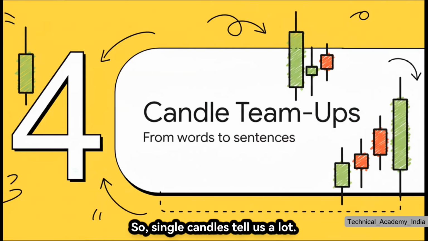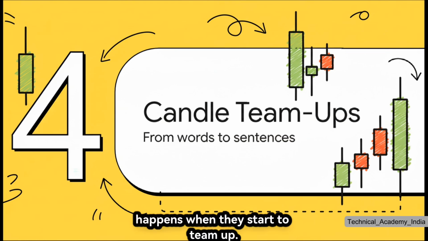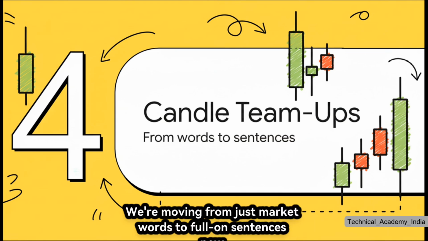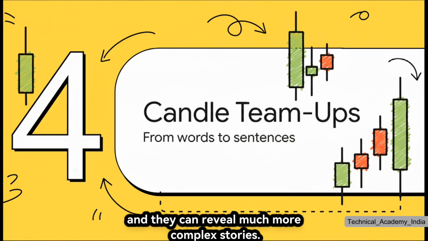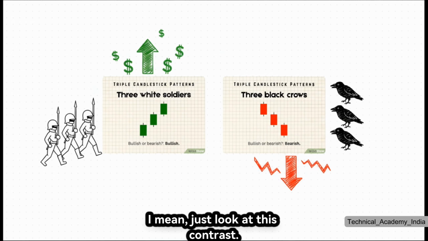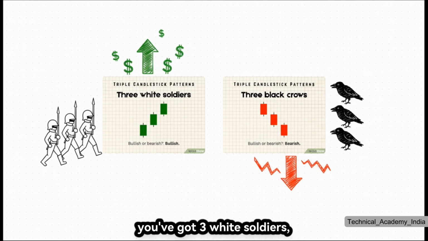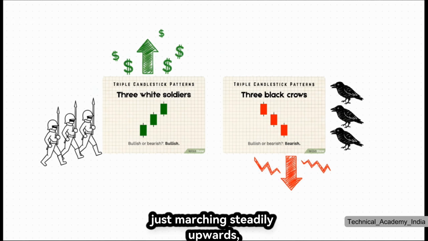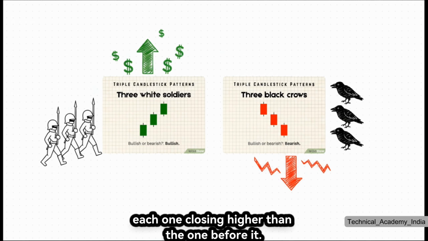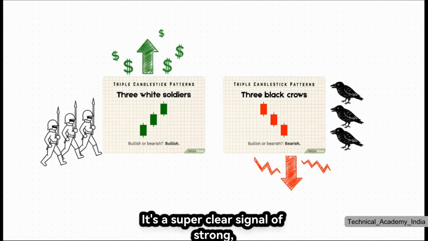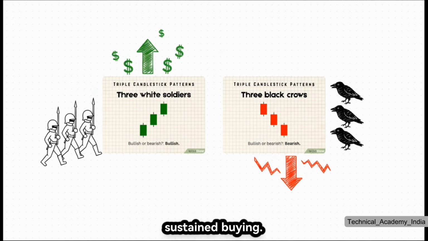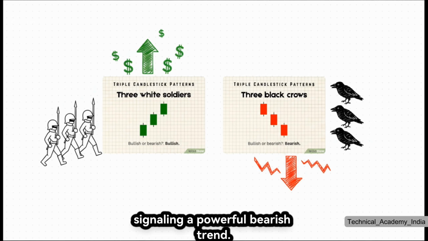So, single candles tell us a lot. But the real magic, the real insight, happens when they start to team up. We're moving from just market words to full-on sentences now, and they can reveal much more complex stories. I mean, just look at this contrast. On the left, you've got three white soldiers, just marching steadily upwards, each one closing higher than the one before it. It's a super clear signal of strong, sustained buying.